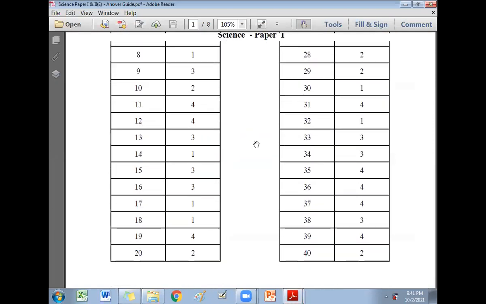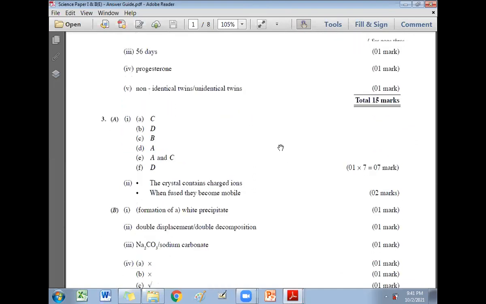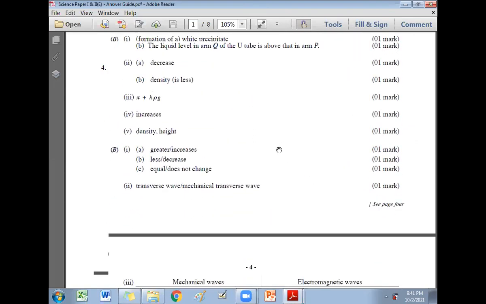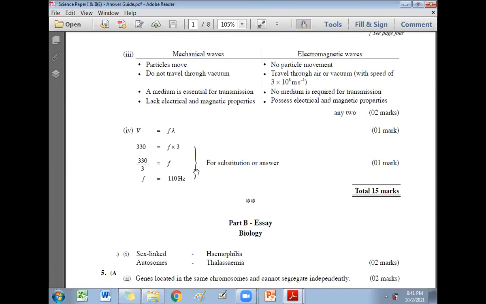Now you can see the answers. I'll show how they have given the marks. Can you see here? V equals F lambda. They have given 1 mark for the equation, and 1 mark for the substitution. Be careful, not the final answer. Imagine you don't know the calculation, you write the equation and leave, then you get 1 mark.